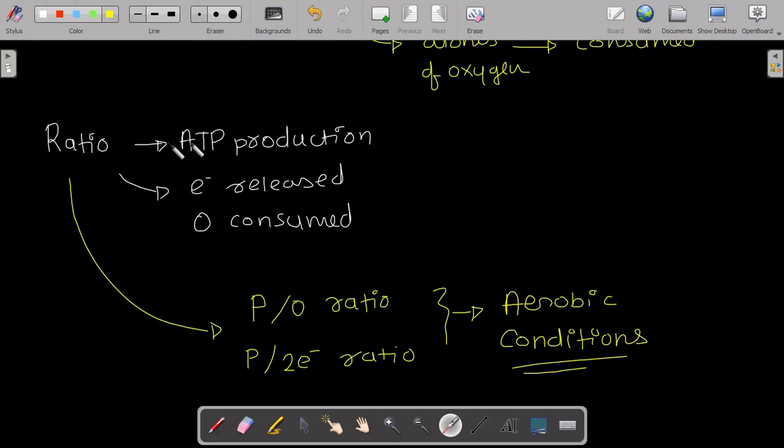The ratio of ATP production to electrons released or oxygen consumed can be called the PO ratio, or P to 2 electron ratio under aerobic condition. So this PO ratio is nothing but the ratio of the ATP produced per oxygen consumed.